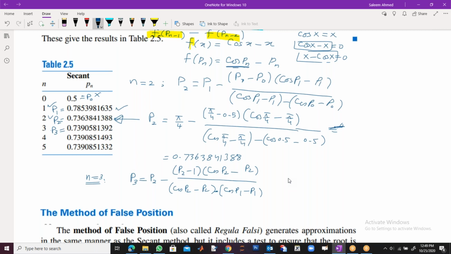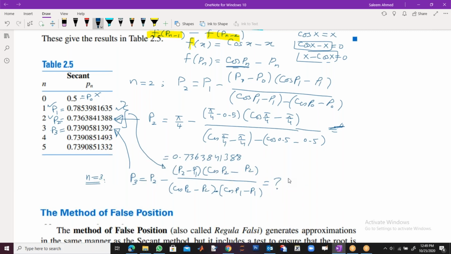Okay, so if you use P2 minus P1, if you use P2 and P1 from here, these two values, in this formula, you should get your P3. So again, from calculator, you can see whether you are getting this or not. 0.73905. Okay, so just check it.